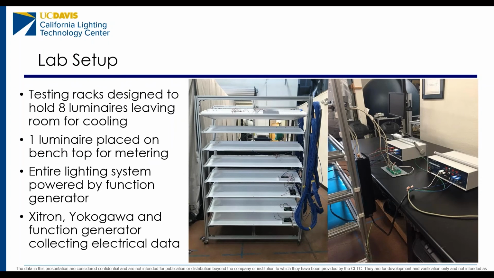So our lab setup consisted of these testing racks you can see on the right that house the 8 or 9 luminaires with enough space in between them to allow them to thermally stabilize. When taking measurements, we placed 1 luminaire on the benchtop and connected our meters as seen on the right, while the remaining 7 or 8 were on the rack. And then for each system, again, everything was powered by that California Instruments function generator, and we collected all of our data using those 2 power analyzers.